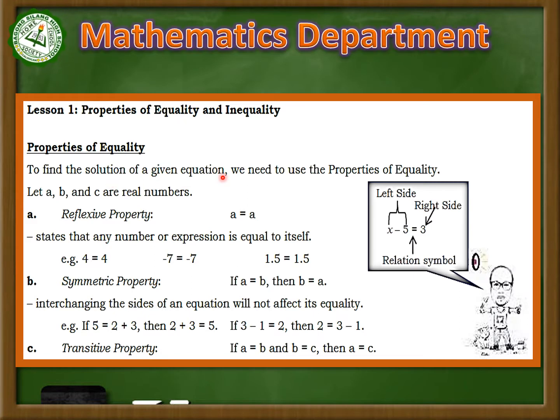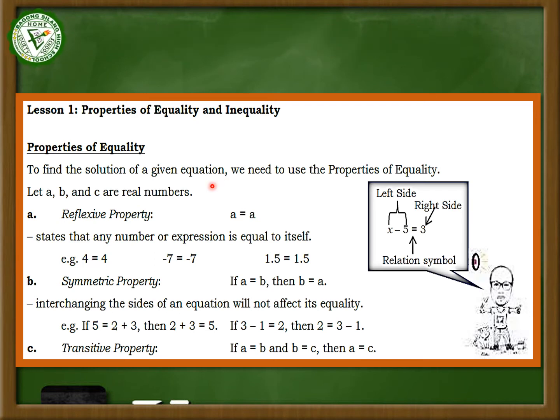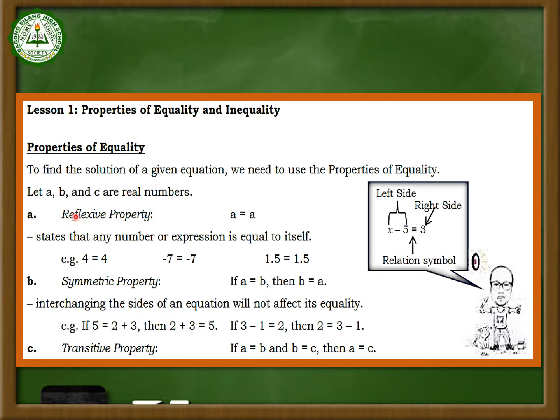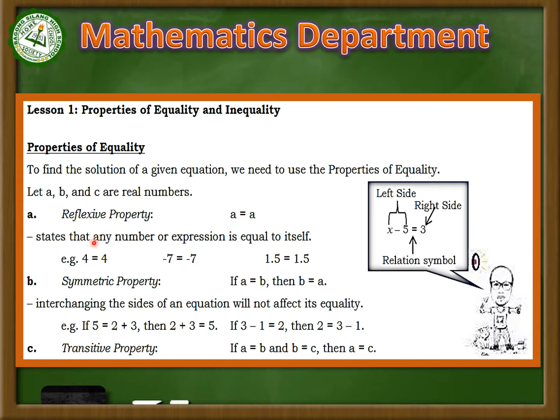We don't need to set arbitrary values for x or the variable to make the statement true. Okay? Let a, b, and c be real numbers. Let's have letter A, the first property of equality. It's known as the reflexive property. A equals A. It states that any number or expression is equal to itself.